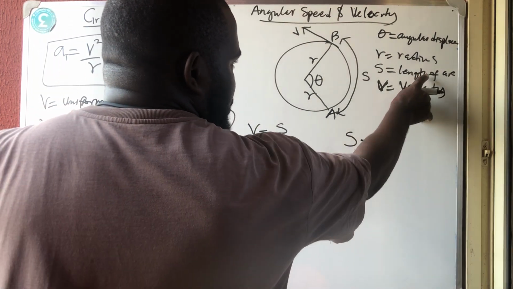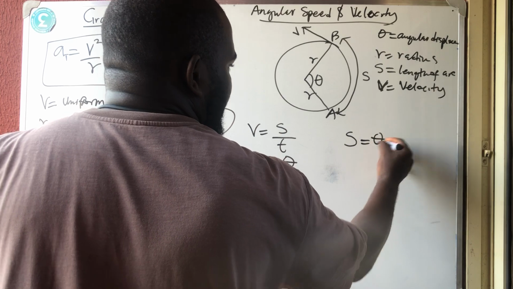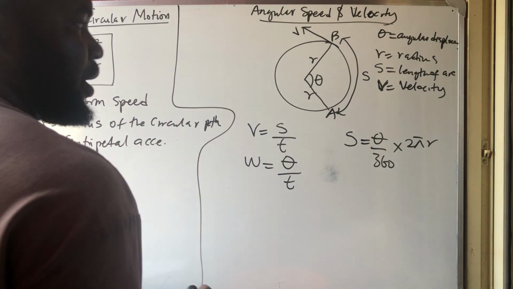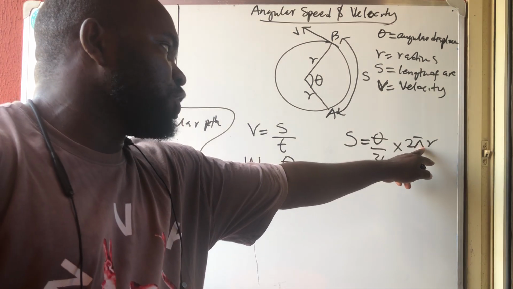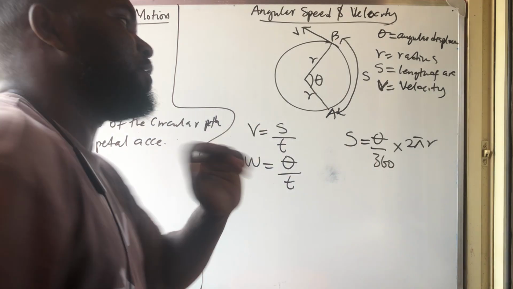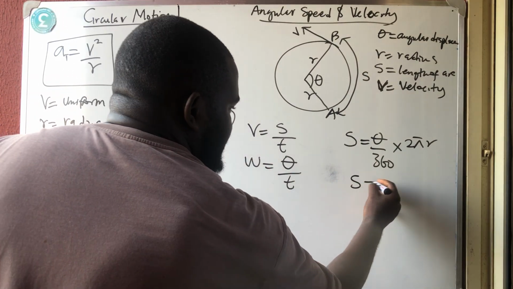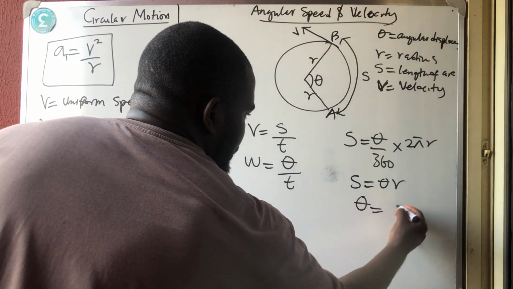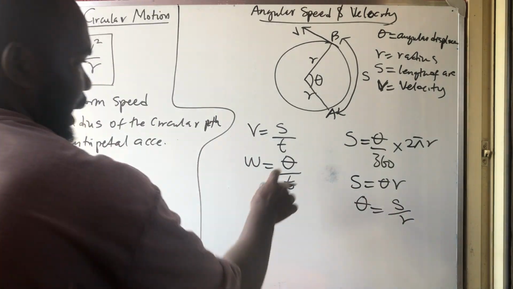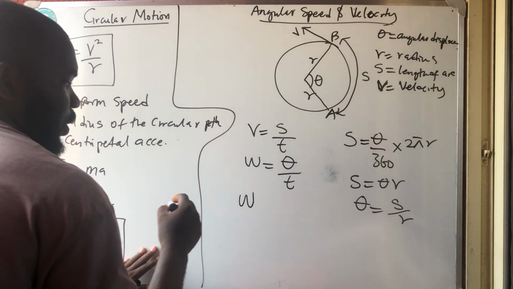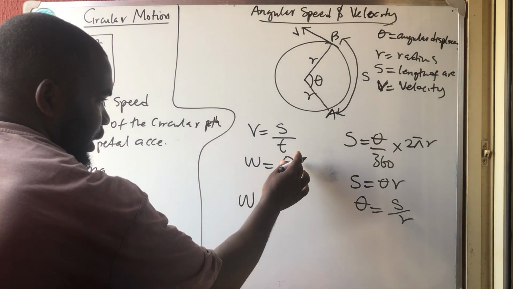So the formula for the length of an arc in mathematics is theta over 360 times 2 pi r. Don't forget, pi in mathematics is 180. So 2 times 180 is 360. 360 will cancel 360. So I'm left with s is equal to theta r. Okay? Now my theta will be s over r. Can I put it here? Yes.